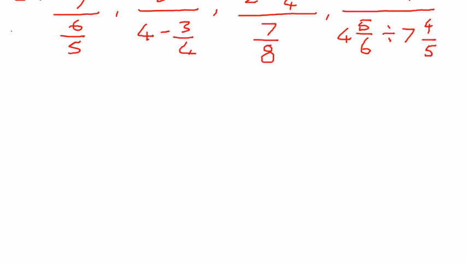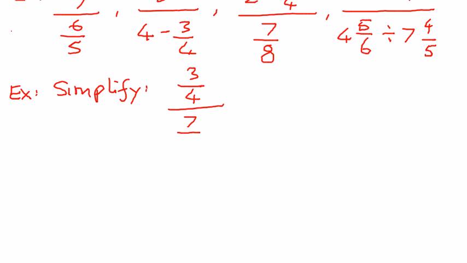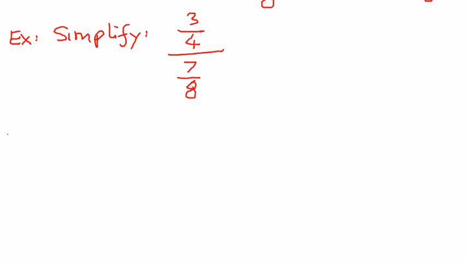Let's take a simple example here. Example number 1. Let's say we want to simplify, let me write it down, 3 over 4 divided by 7 over 8. How do we simplify this? Let's write these down in some simple steps. The solution in some simple steps.